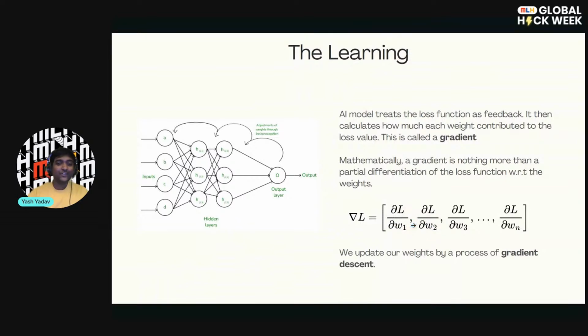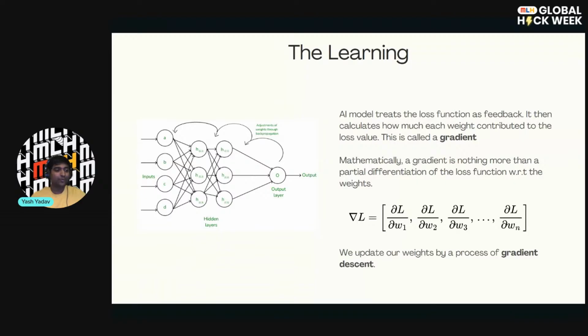Now you don't need to know what a partial differentiation is. Think about it this way. If you have a velocity graph, and you take a slope on that, you get an acceleration. You get the value of an acceleration.